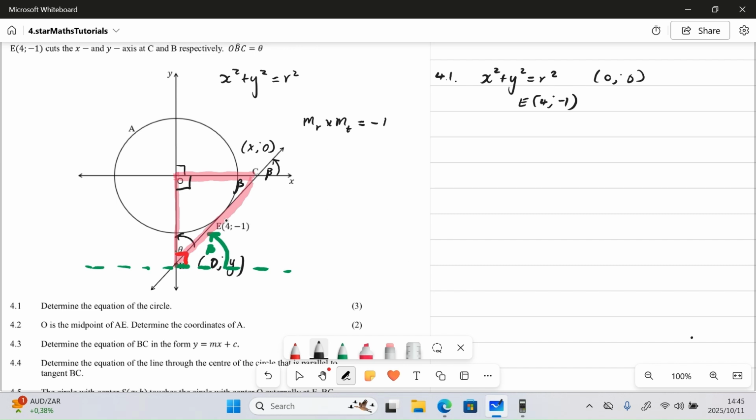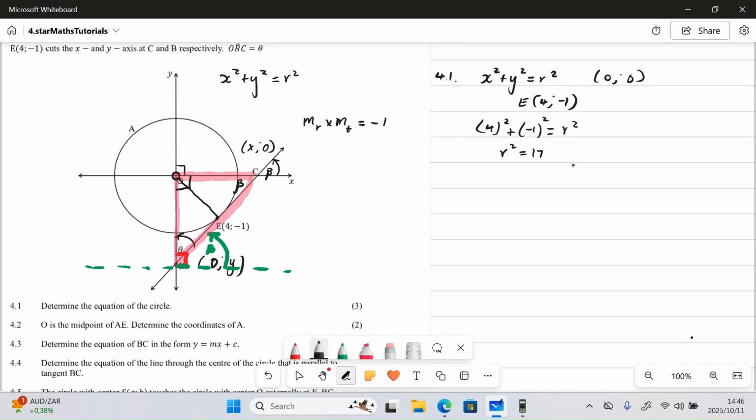What are we given? We're given a point on the circumference of this circle. Someone can use the distance formula, distance from this point to that point. You can also use this equation. The value of x is 4, then the value of y is negative 1, squared. We are looking for r squared. Then we know that 4 squared is 16. 16 plus negative 1 squared, 16 plus 1, that is 17. Then our r squared is equal to 17.